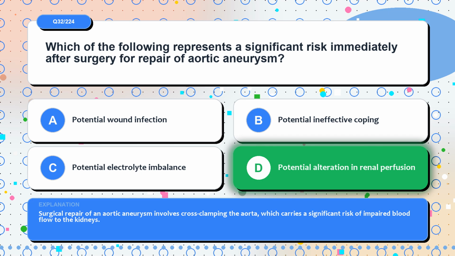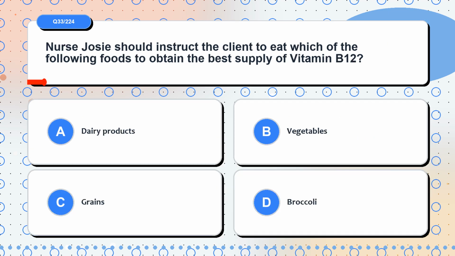Question 33. Nurse Josie should instruct the client to eat which of the following foods to obtain the best supply of vitamin B12? Here are the options. Option A. Dairy products. Option B. Vegetables. Option C. Grains. Option D. Broccoli.